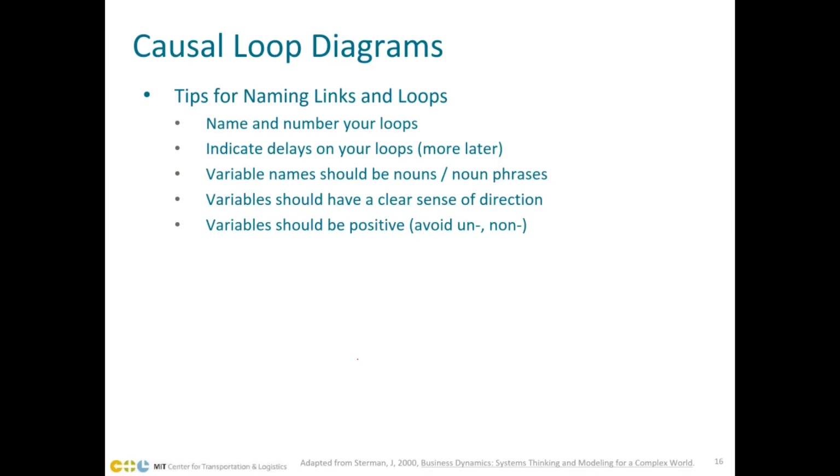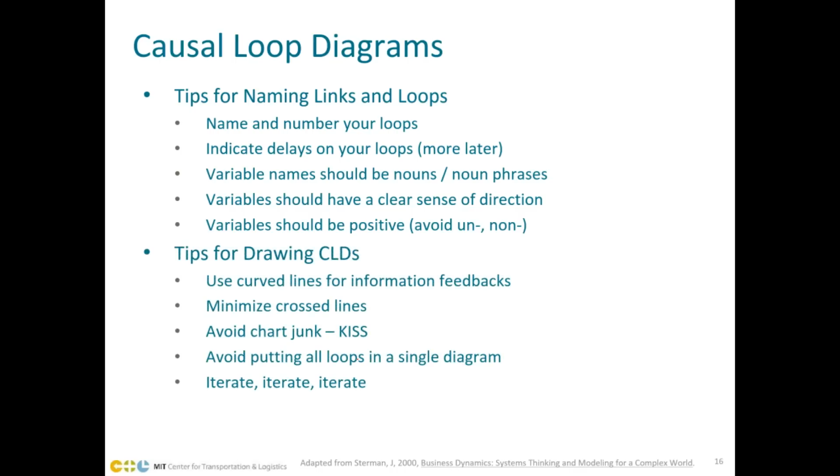You should also make sure they have a sense of direction. So I know the number of orders, the satisfaction level. Don't just make it feedback because it's ambiguous what that means. Is it more? Is it less? You want to make it something that you can actually measure or compare. And finally, you should keep them positive. So you want to make sure it's driving profitability, not non-profitability, or driving satisfaction, not dissatisfaction. It just makes it clear. Because remember, these are communication tools. These are meant to capture an idea and communicate it to others. So the simpler you can make it, the better.